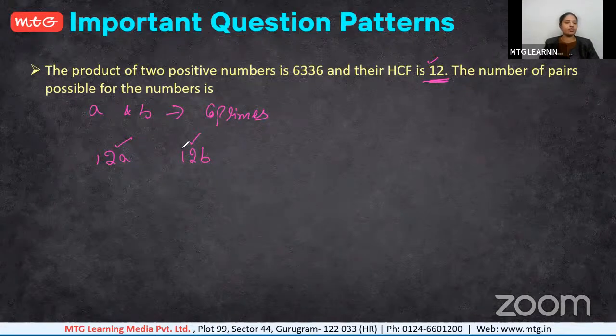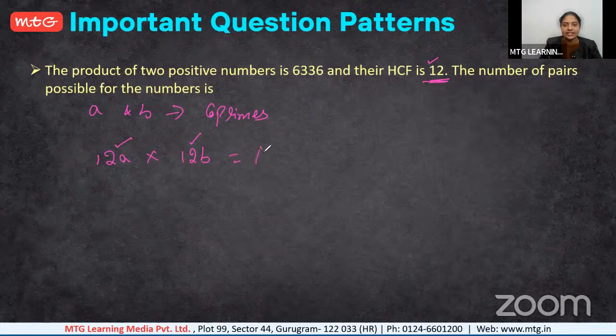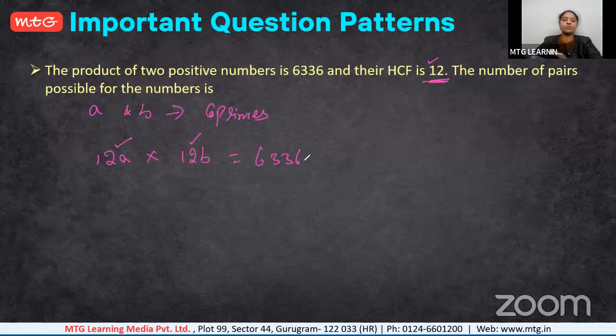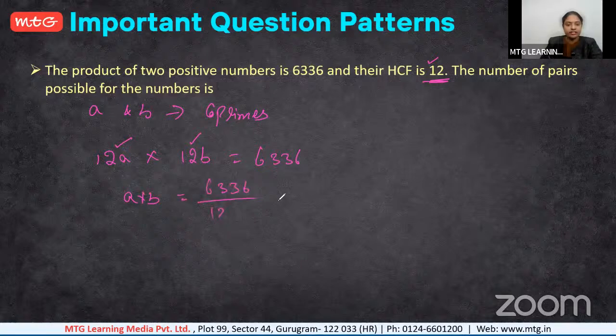Once their HCF is 12, they already said the product of these numbers is 6336. What is the product of these numbers? 6336. Now, 6336, if I divide with this 12, which is on the left side, what do I have here? I have A into B. This 12 into 12, I take it to the right side. 6336. If I divide with 12 into 12, what will I get?